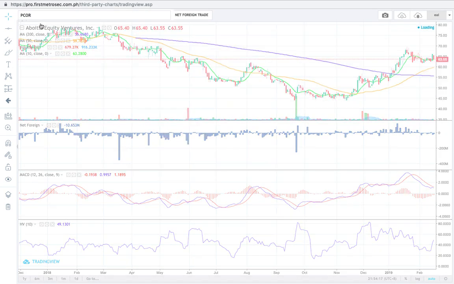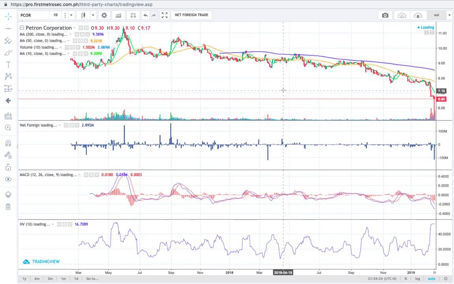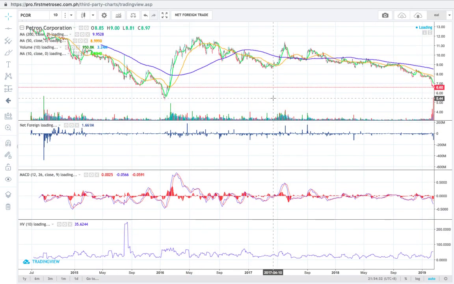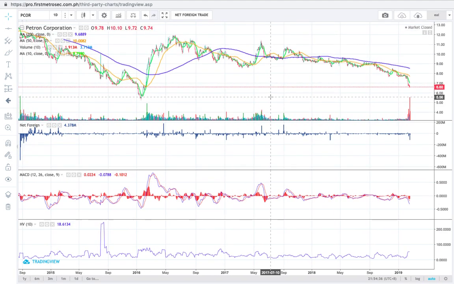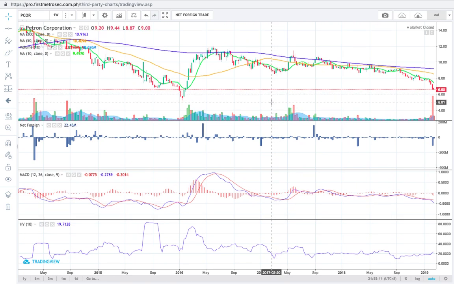Now let's move on to PCOR, Petron Corporation. Let's see where is the historical support level. Oh, it's quite far. So in this case, I would like to plot a weekly version of this daily chart. Right now we're using the daily chart, so 1 day. I would like to use the 1 week chart so that I don't have to scroll all the way to the left just to locate its historical support.